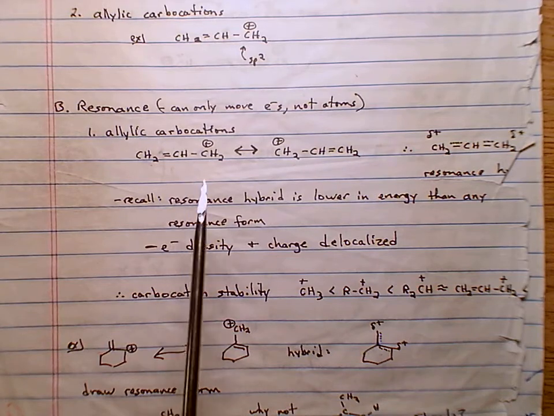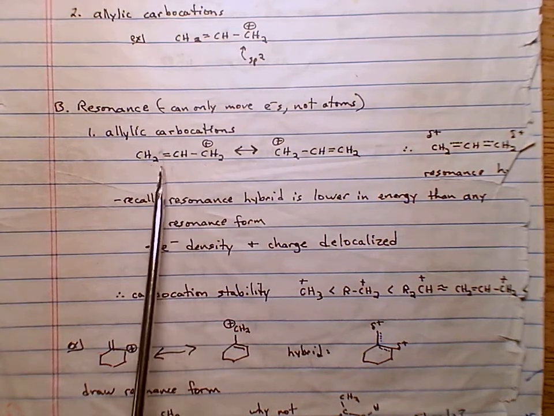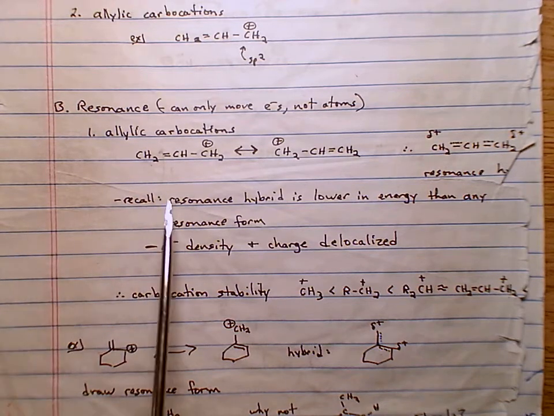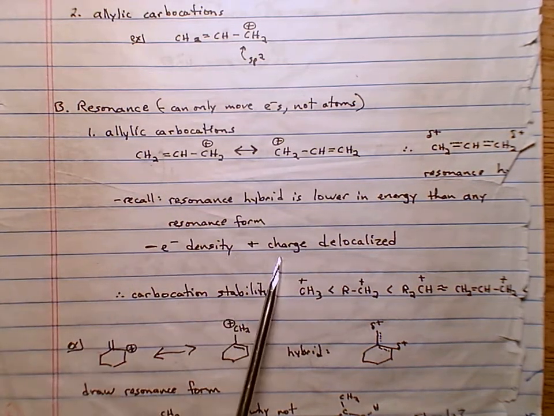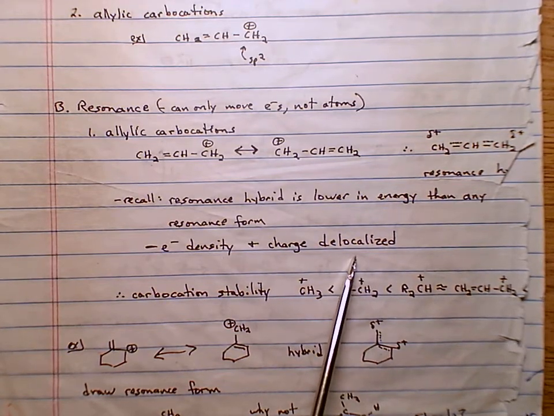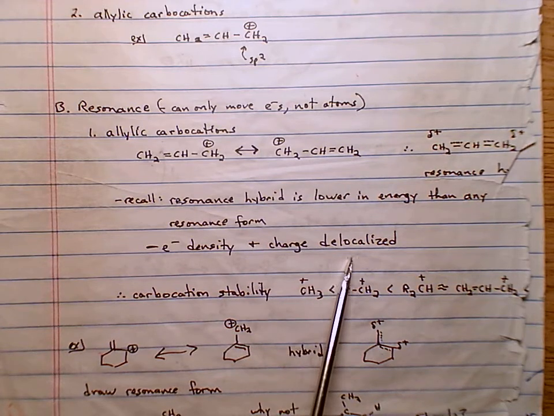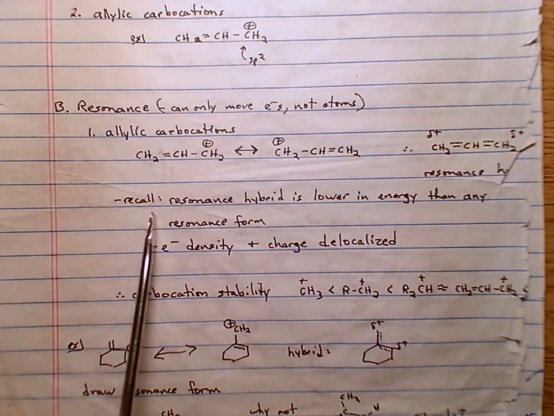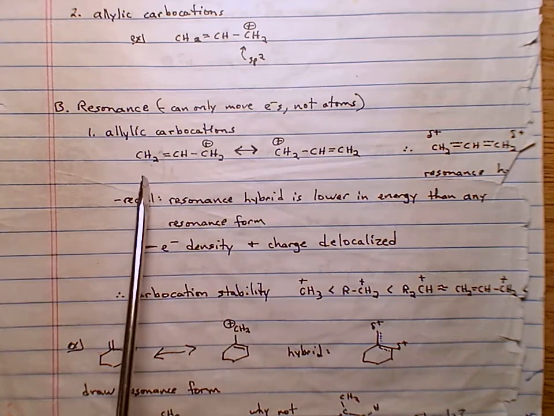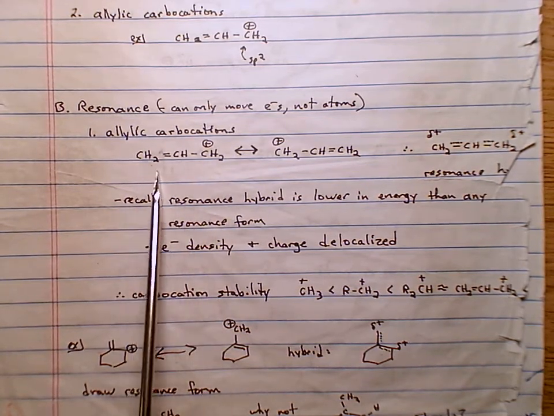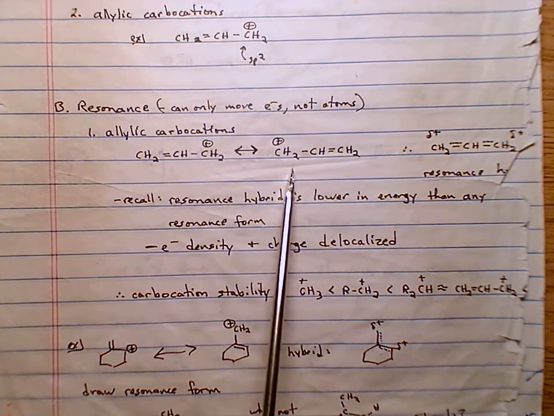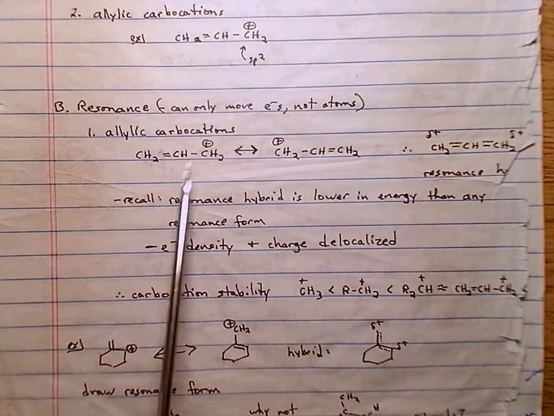And the other thing to remember is when you move electrons around, when you have resonance forms, that means that the electrons are delocalized. The electron density and charge are delocalized, and that's the way molecules like it. So delocalizing the electrons and the charge means the resonance hybrid is lower in energy than any one resonance form. If you calculated the energy of this molecule without resonance compared to the energy of this one, you'd find the energy of the resonance hybrid is lower in energy.